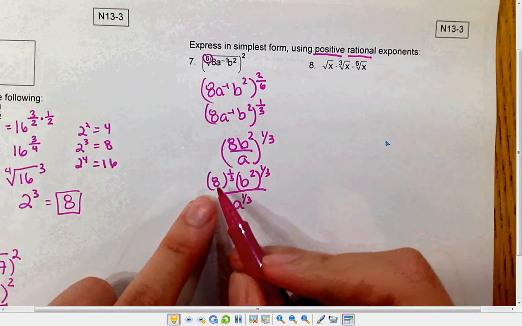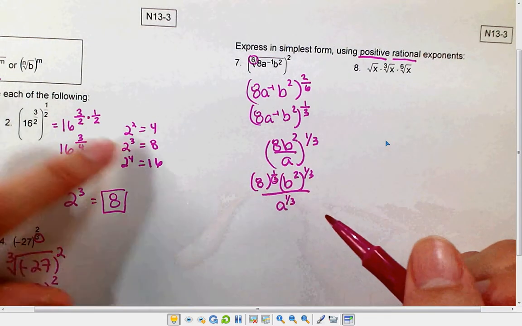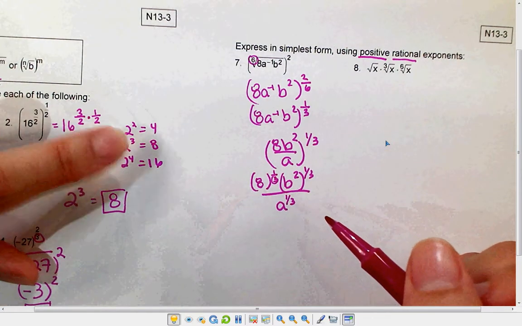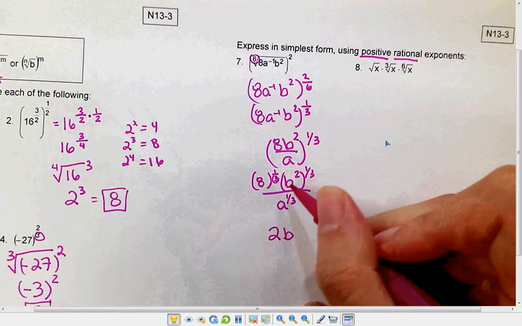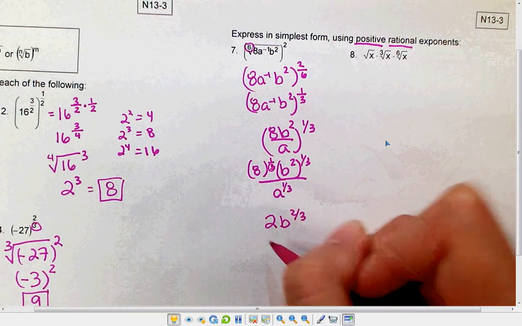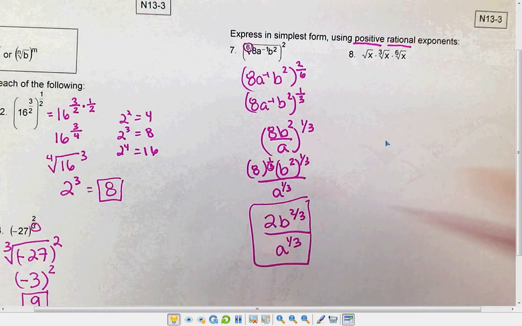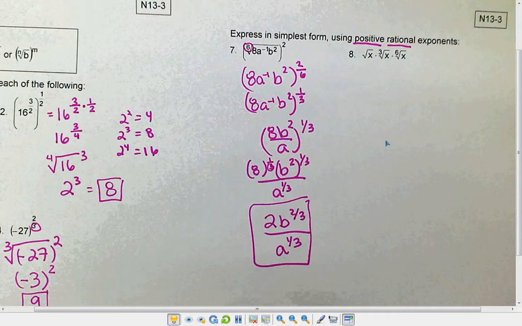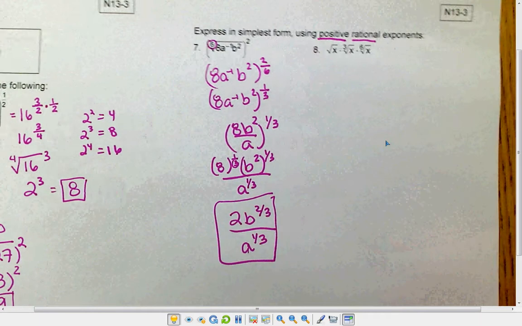So 8 to the 1/3, this 3 is at the bottom. We're trying to find the cube root of 8. So what to the third power gives me 8? Let's look at our chart. That's really 2. For b, we're going to multiply 2 and 1/3 together, which just gives me 2/3. And then I have a to the 1/3 at the bottom. Now I've simplified as much as possible. I can't combine any other bases because these two are different. And they're all positive exponents, and they're all rational. So I'm done with number 7.